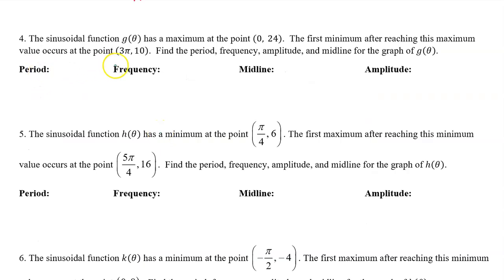For the next few problems, we are given some information about the function, but we are not being given the graph. Number 4. The sinusoidal function g of theta has a maximum at the point 0, 24. The first minimum after reaching this maximum value occurs at the point 3 pi, 10. Find the period, frequency, amplitude, and midline for the graph of g of theta.